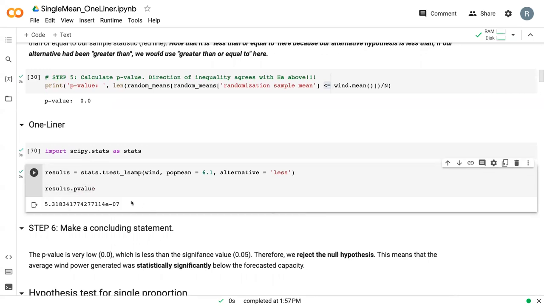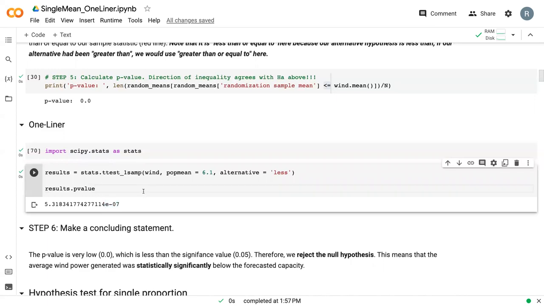We can run this and we can see that the p-value is still less than our significance level. It's very, very close to zero. But as often happens in these one-liner tests, it is more specific. So instead of just staying zero, we've got quite a few digits, but still very, very close to zero, given the e to the negative 7.